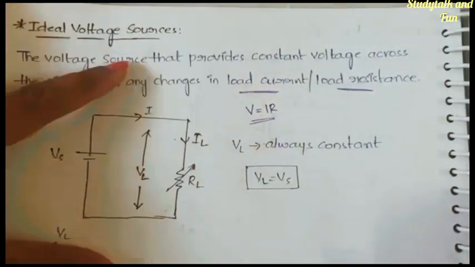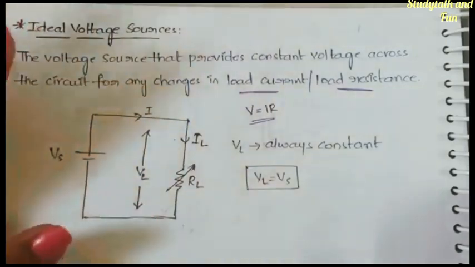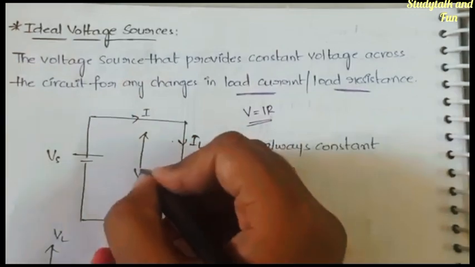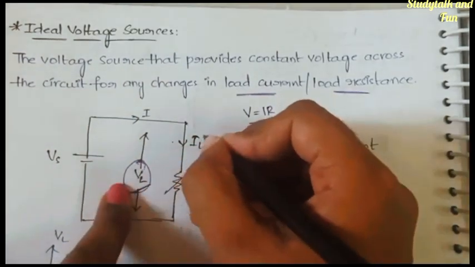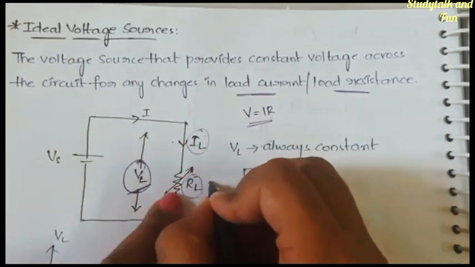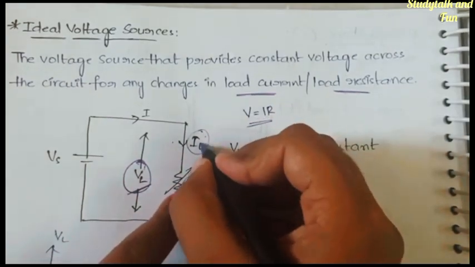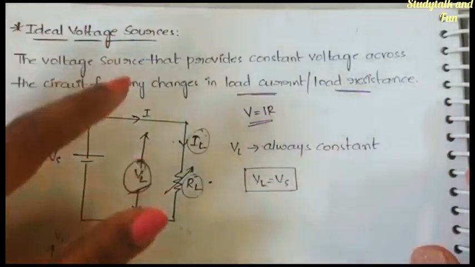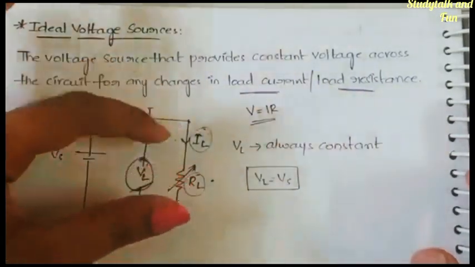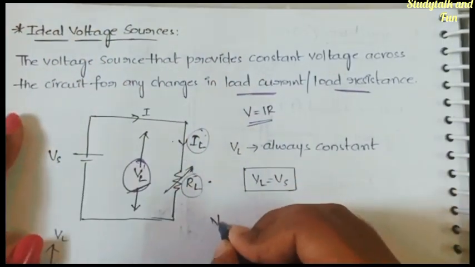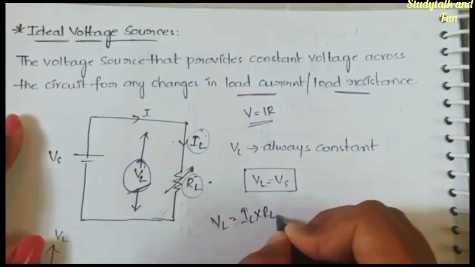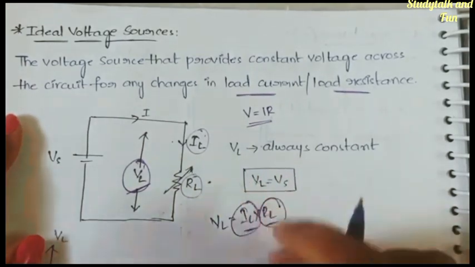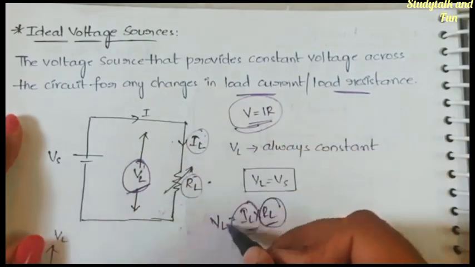From here the voltage is being generated. From this battery, the voltage is being generated. And this is VL. VL is the voltage which has been generated because of the load current and the load resistance. This is the load resistance RL, and IL is the load current. Whatever voltage is generated because of the load resistance and the load current is the load voltage. So actually, since VL is equal to IL into RL, if IL and RL are changed, according to Ohm's law, VL should also change.